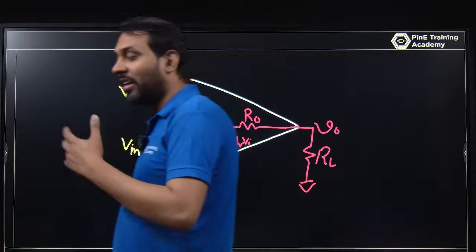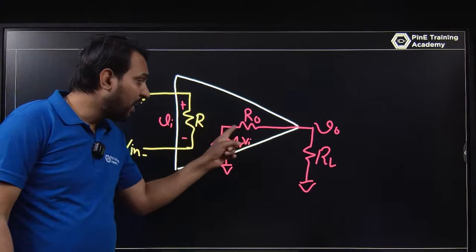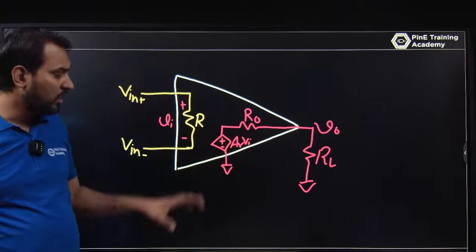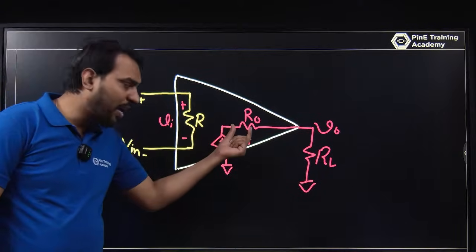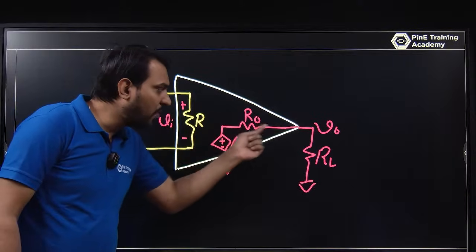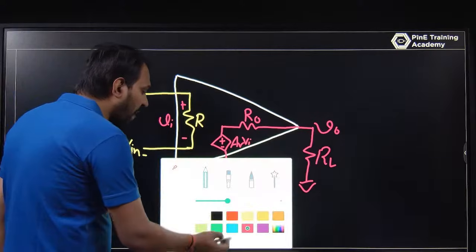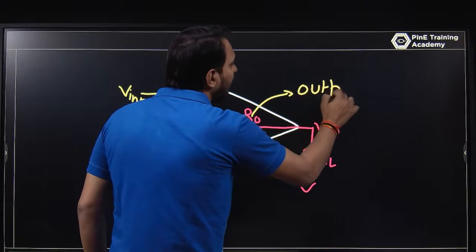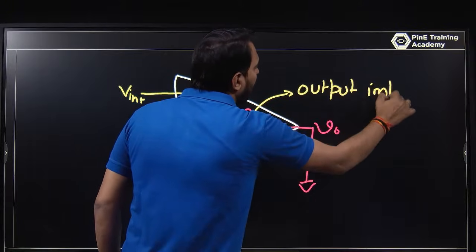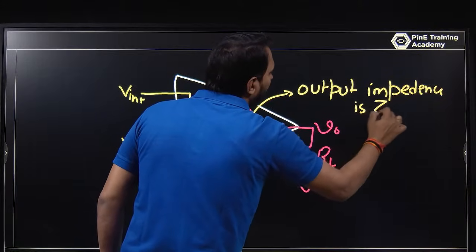That's why in the last class we discussed the ideal voltage source. In an ideal voltage source, the internal resistance is 0. Just think of it this way: you have a dependent voltage source. If R out is 0, then V out will be AV Vi. That's why we say that in an op amp, ideally, the output impedance is 0.